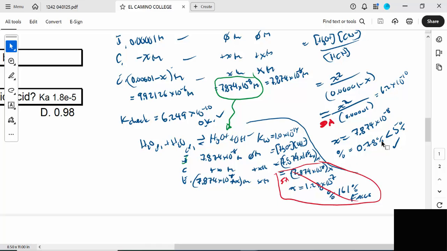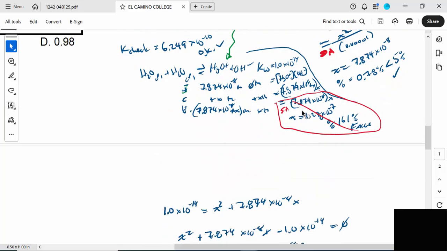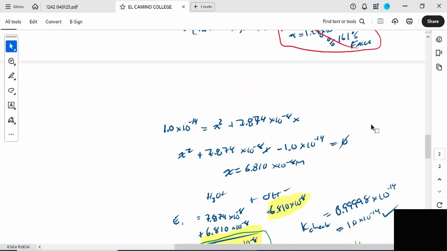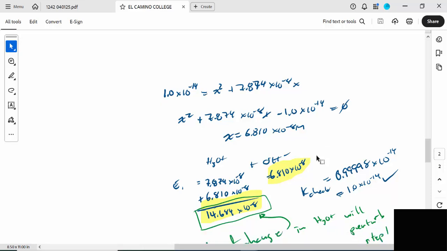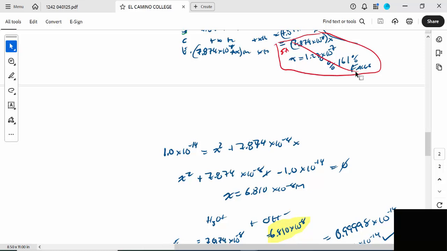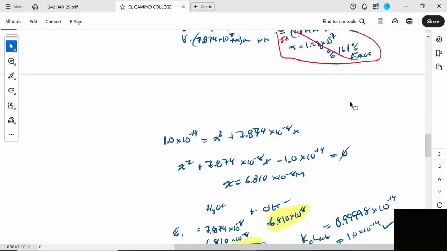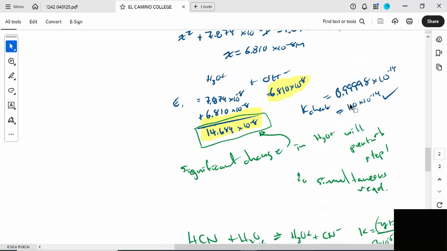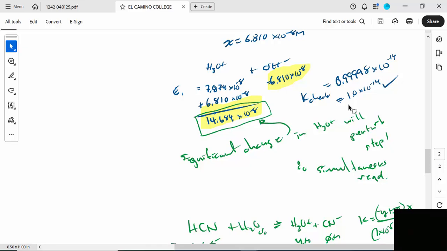So I try with water, and I do the assumption check. The assumption fails. So you got hit with 2 quadratics here. But I just use my quadratic solver. 6.18. The assumption failed with 161%. That's what I calculated. You should double check that calculation. But using the quadratic, we get this for the hydronium.